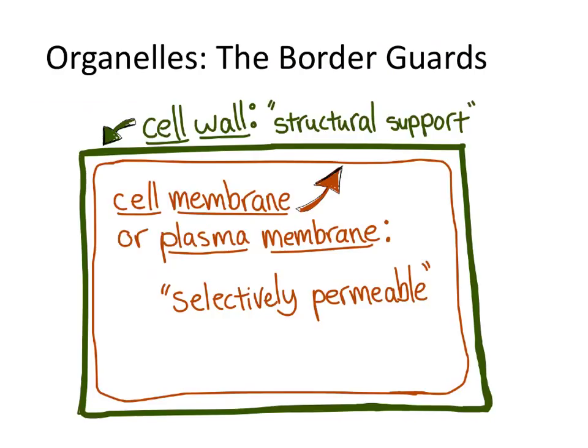The largest of these organelles are the ones found on the outside of the cell. I'll call them the border guards, and there are two basic structures found around the outside of cells. The first, found only in plant, fungal, and bacterial cells, is called the cell wall, and it provides a lot of structural support for the cell. In contrast, the cell membrane, which is found around all cells as well, sometimes also called the plasma membrane, is selectively permeable. That means it controls what materials enter the cell and what go out.